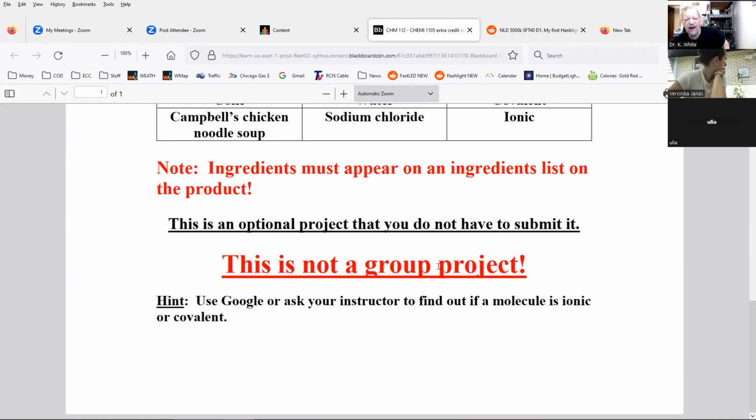Now, how can you tell if a molecule has an ionic or covalent bond in it? Well, let me open up a periodic table and I'll teach you something real slow or quick.